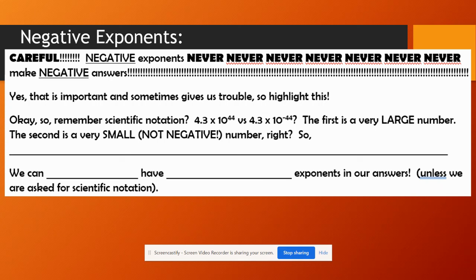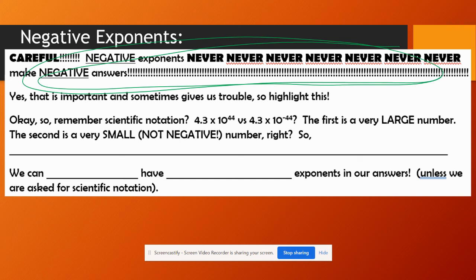Welcome back, everybody. We are working on the rest of our 6.1 notes today. Two more rules to talk about. The first one is negative exponents. Negative exponents never make negative answers. Never.